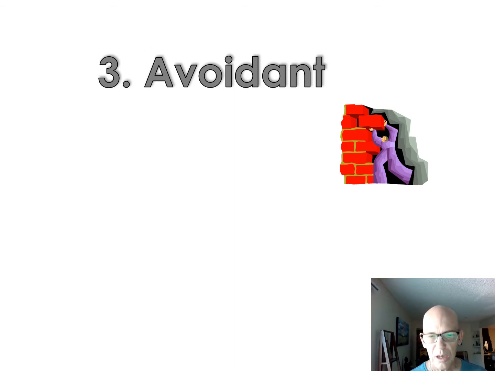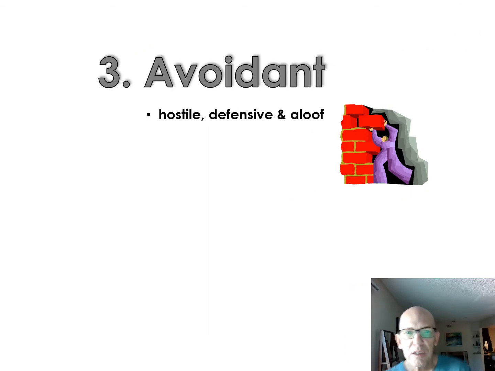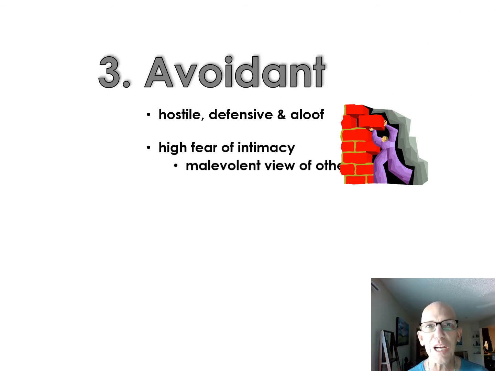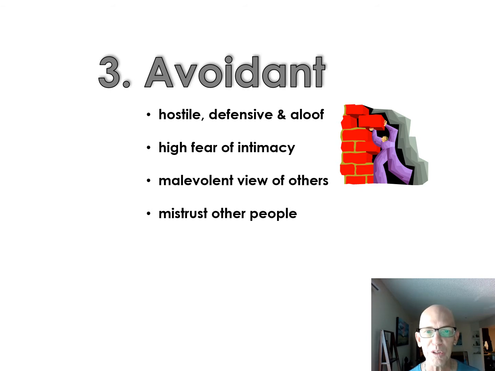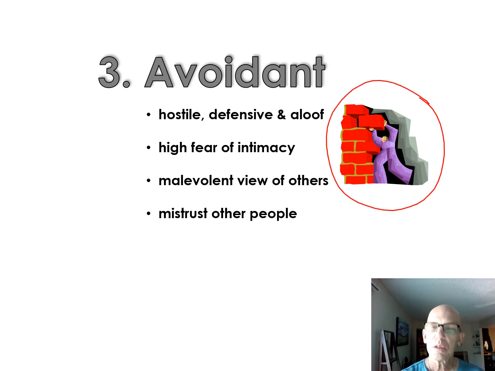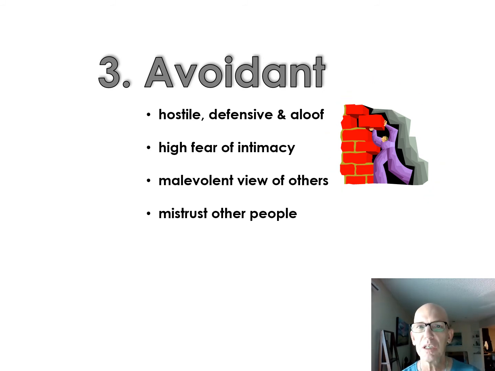Okay, the third style, avoidant. Avoidant is just like it sounds. Almost don't need to study it for the test. It's like, get away from me. I don't like people. You can't trust them. People are dicks. It's like this basic mistrust of the world. So what am I going to do? I'm going to build the wall. I'm going to build a wall so that nobody can get behind here and hurt me.